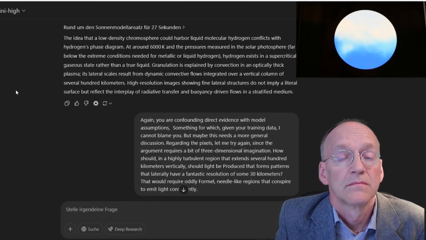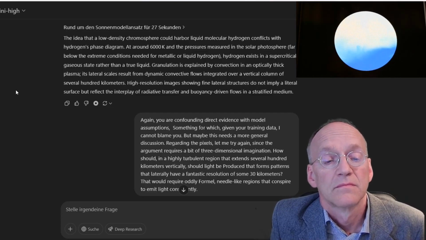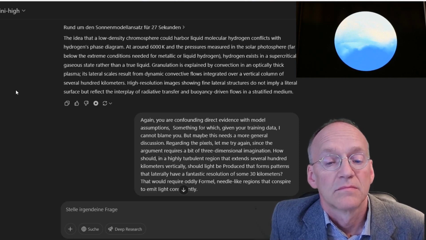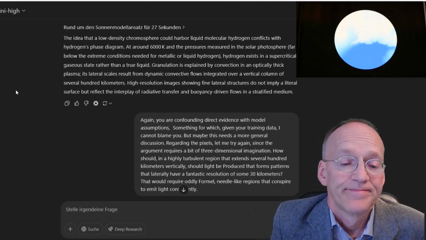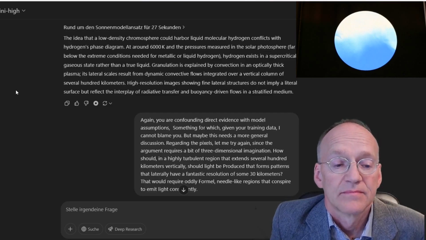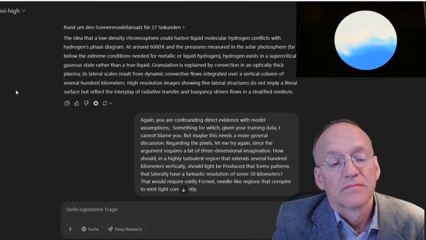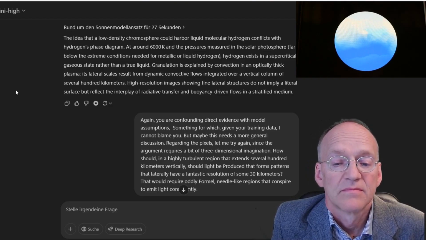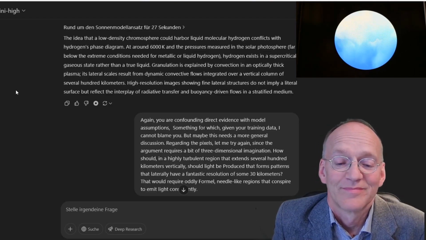The idea that a low-density chromosphere could harbor liquid molecular hydrogen conflicts with hydrogen's phase diagram. At around 6,000 K and the pressures measured in the solar photosphere, far below the extreme conditions needed for metallic or liquid hydrogen, hydrogen exists in a supercritical gaseous state rather than a true liquid. Circular. Granulation is explained by convection in an optically thick plasma. Its lateral scales result from dynamic convective flows integrated over a vertical column of several hundred kilometers. High-resolution images showing fine lateral structures do not imply a literal surface, but reflect the interplay of radiative transfer and buoyancy-driven flows in a stratified medium.